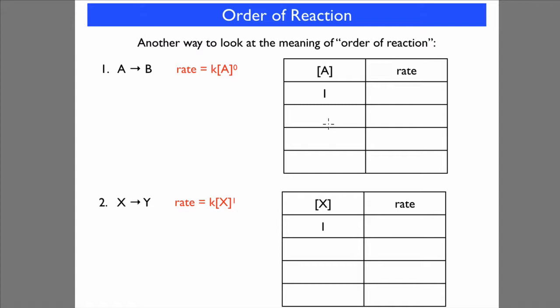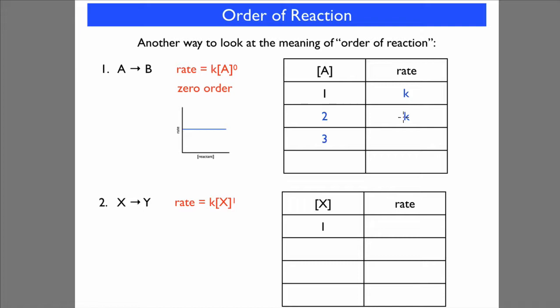Here's another way to look at the meaning of reaction orders. It might help you understand what's going on a bit better. For A going to B, for a zero order reaction, we get a straight line graph, as we know, where the rate remains the same. It's independent of the concentration of the reactant. So if we had a concentration of 1, the rate of the reaction is just k. If we have a concentration of 2, the rate of reaction would still be k, because 2 to the power of 0 is 1. 1 times k is k.